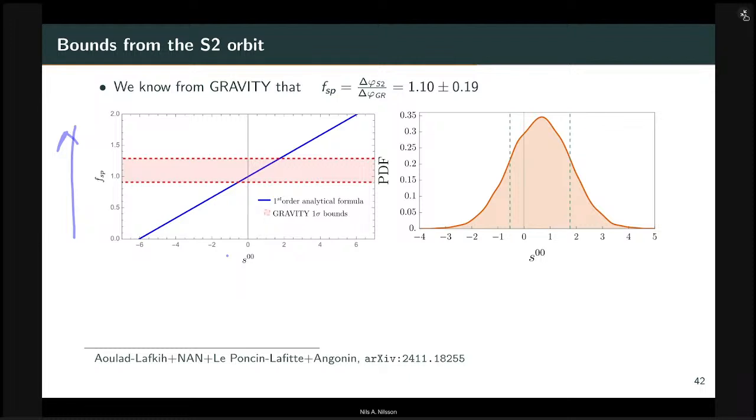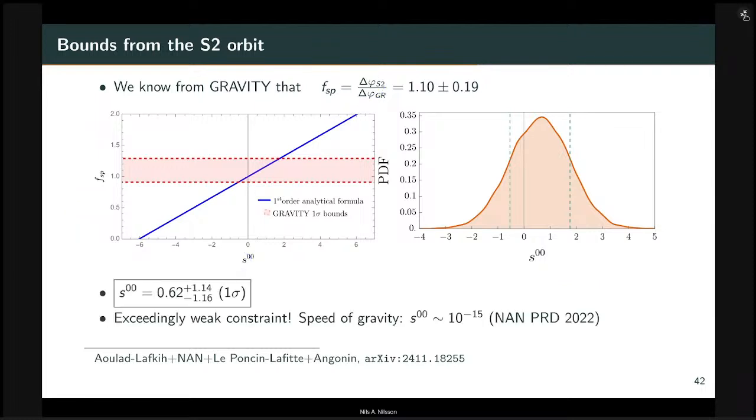Because in order to calculate this for S2 or for GR, I need all the orbital parameters of the system, and all of those come with error bars. And so I simulate those error bars, like we sometimes do in cosmology, by just drawing mocks from a Gaussian. And if I do this 10,000 times, I arrive at the following posterior distribution. And this exactly gives me something like 0.62. Again, this is extremely weak.